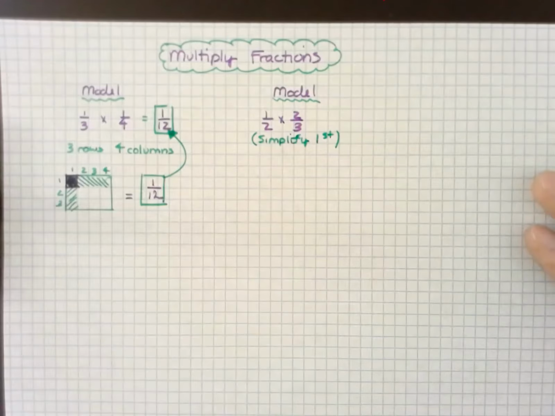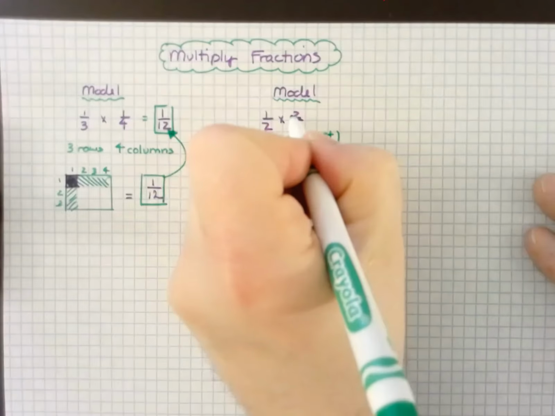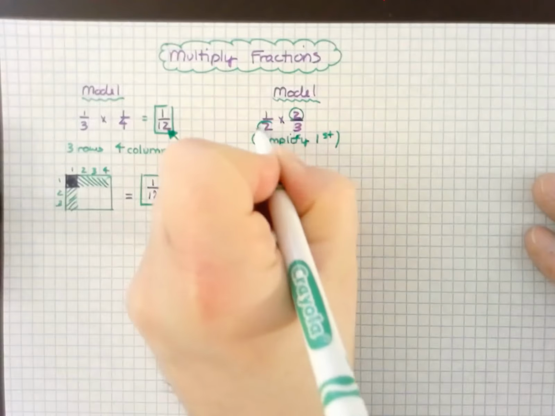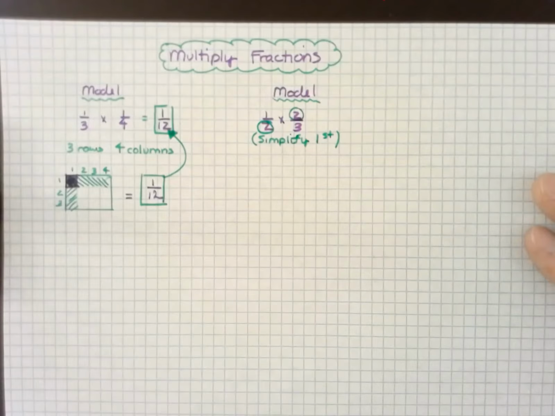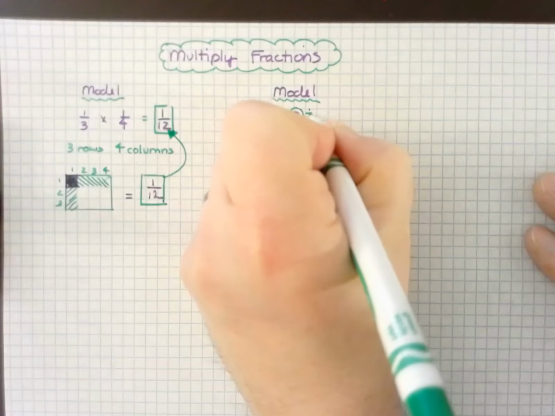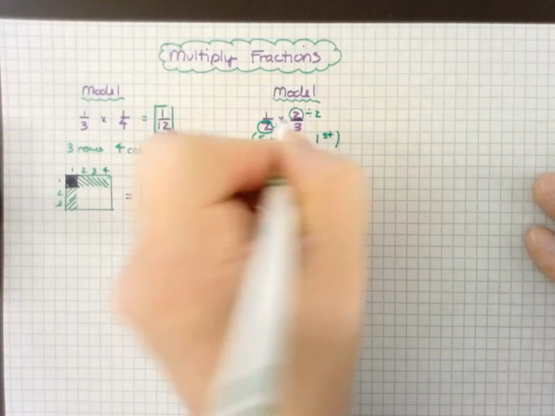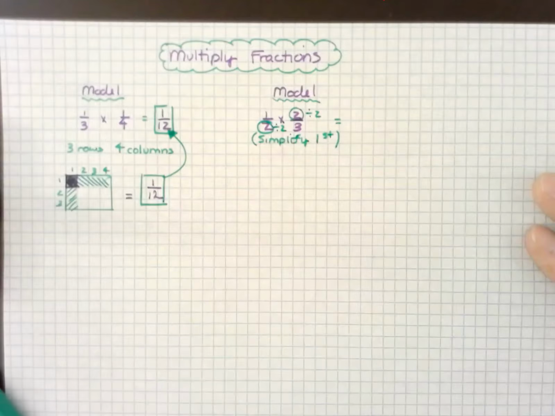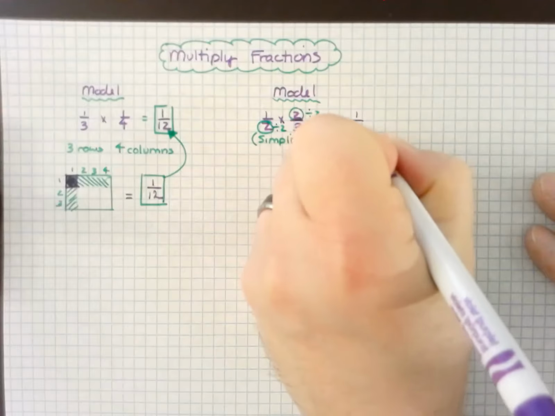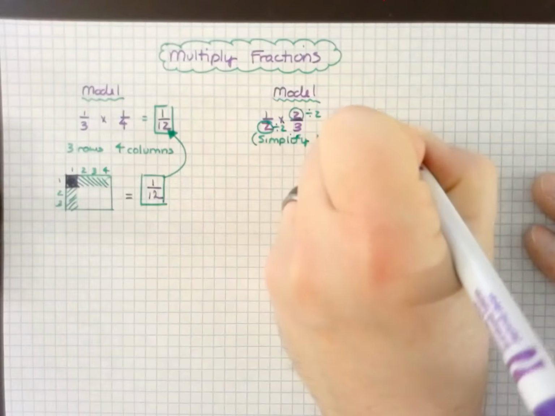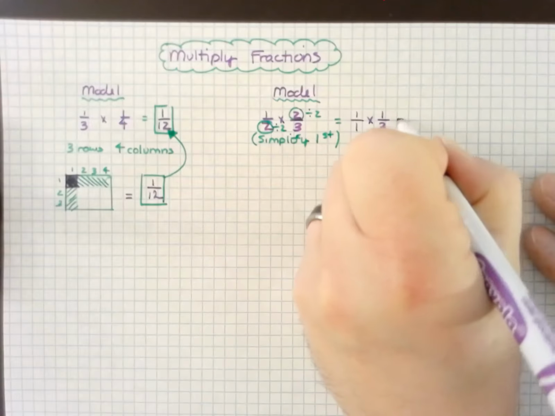That means, can I find a common factor between the numerator and the denominator? Well, in this case, there's a 2 up top, and there's a 2 at the bottom that I can divide by 2. So if I divide this 2 by 2 and this 2 by 2, I can rewrite this as 1/1 times 1/3. And then multiply across.